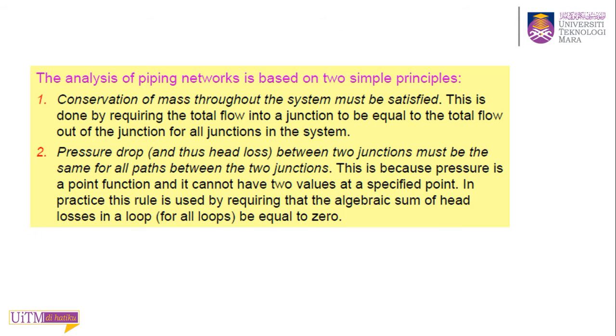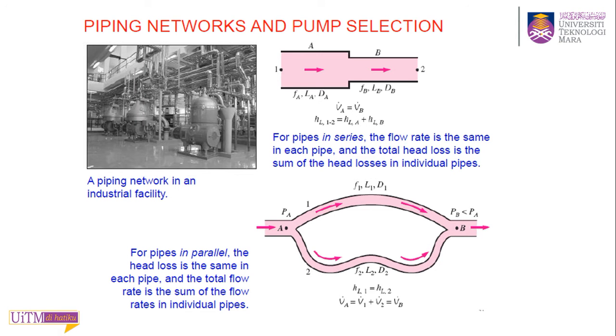Okay, let's go to the new subchapter, which is piping networks and pump selection. In any plant, whether a refinery or a power plant, you will see this piping network. If we have a site visit, hopefully in the future, you will see this piping network in the plant or in industry. There are a lot of connections and a lot of lines, and normally there are two types of piping networks.